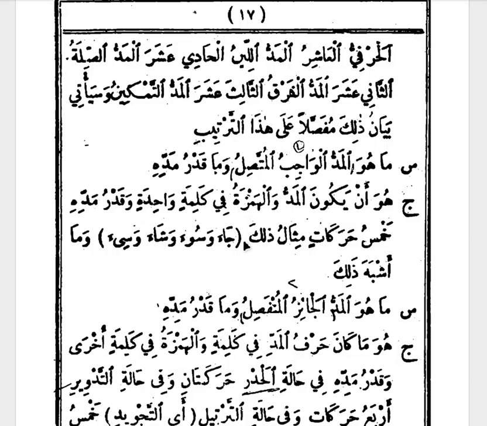Maddul wajib al-muttasil. And we said, وَقَدَرُ مَدِّهِ خَمْسُ حَرَكَاتٍ. So the madda is supposed to be elongated for 5 counts. You're going to count to 5 when you're elongating your madda, and that's how you're going to sort out your maddul wajib al-muttasil.